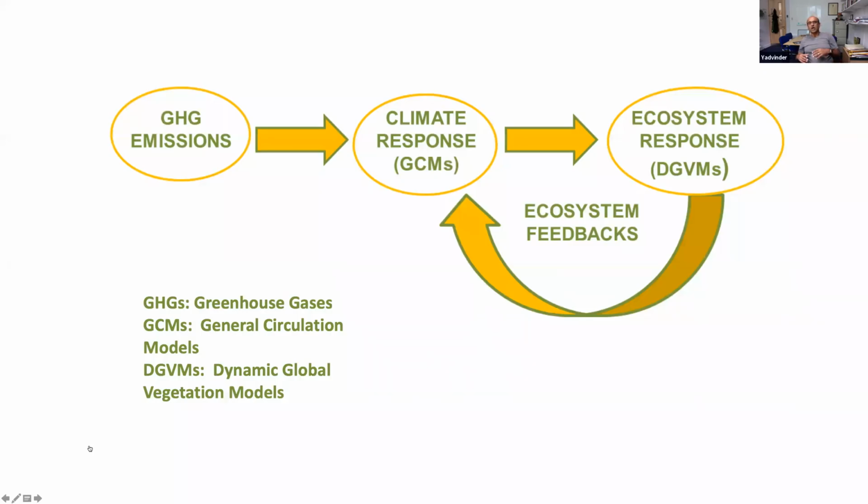And so we can use these modeling approaches to explore these feedbacks. So we can have a climate model with a climate response to greenhouse gas emissions. And then we can have an ecosystem model of the biosphere that responds to the climate, but also feeds back to the climate system. And it's really these modeling approaches that enable us to explore these feedbacks at planetary scale.